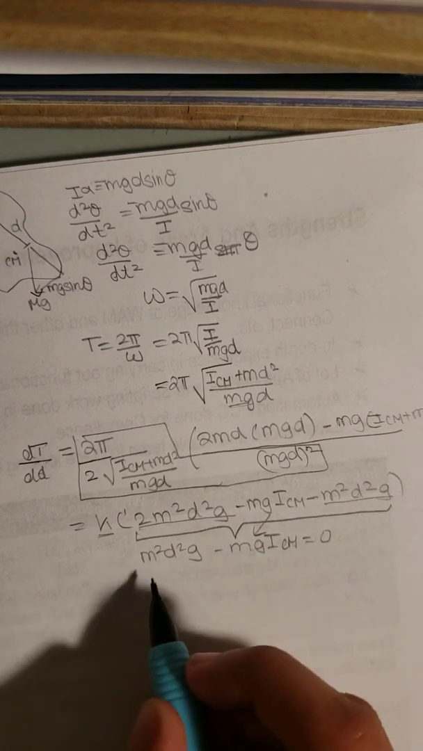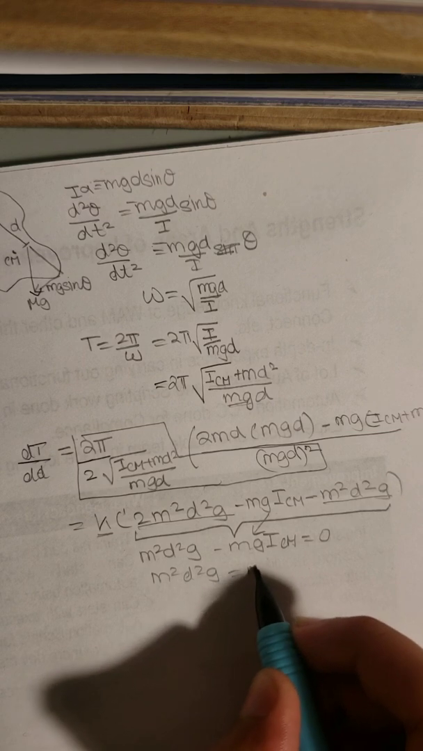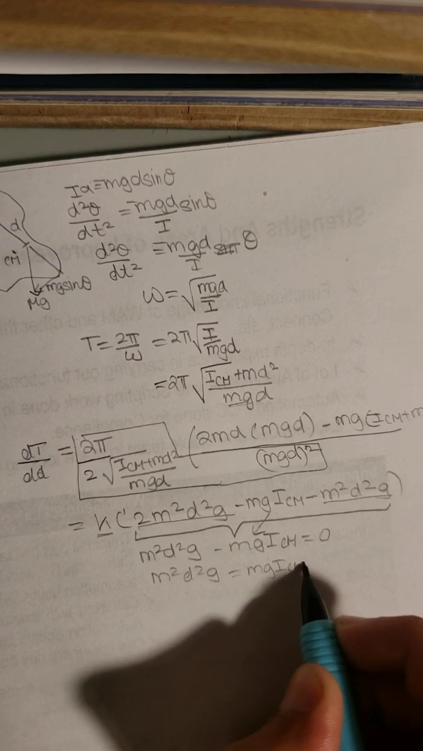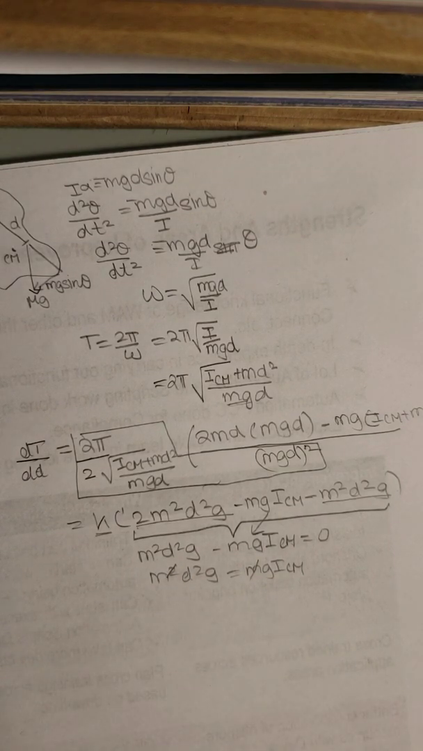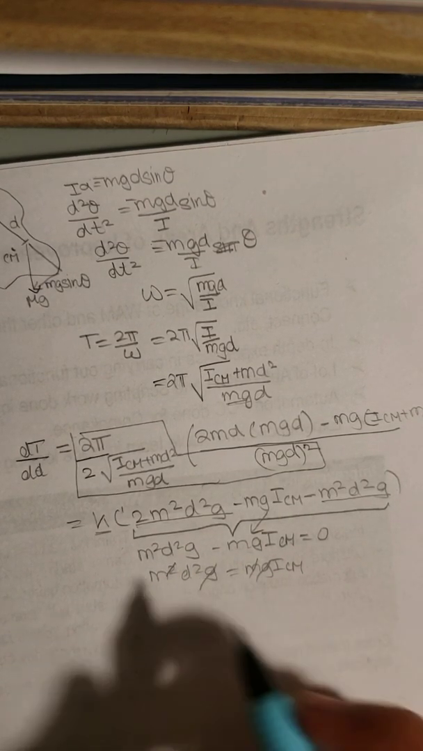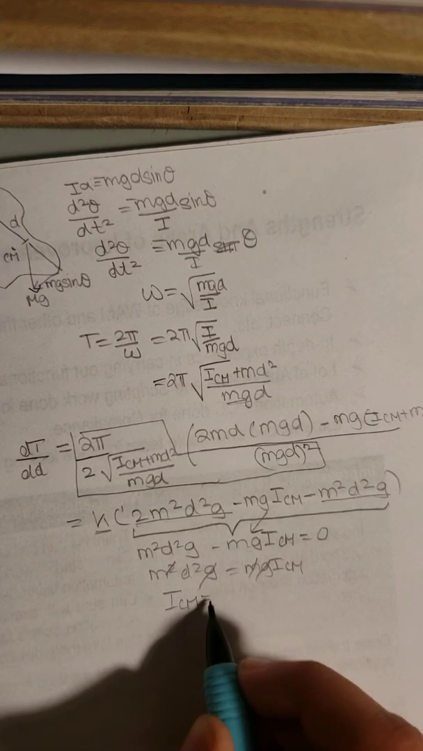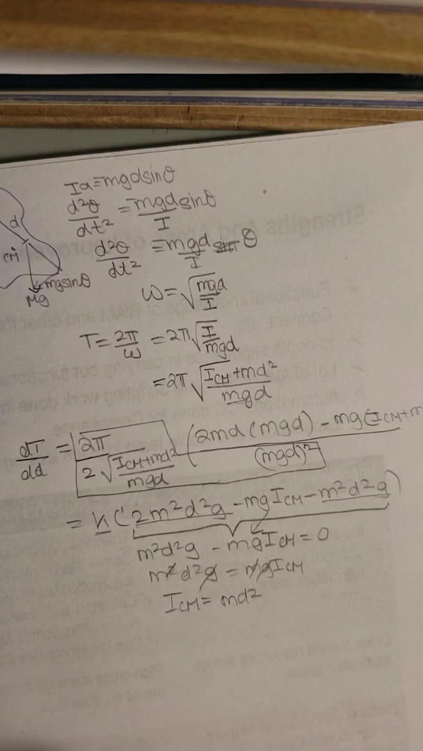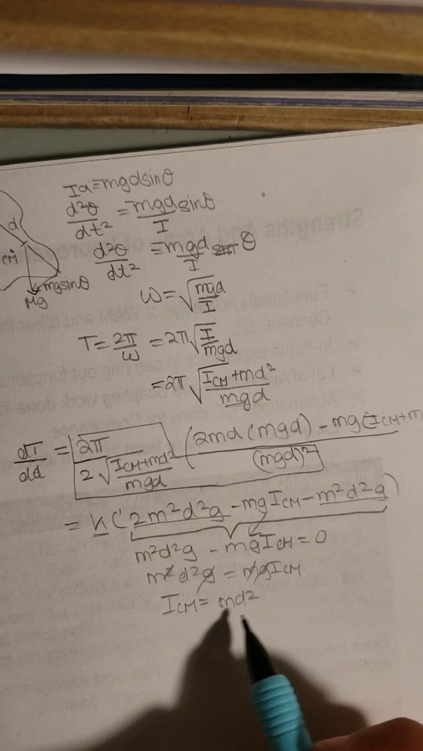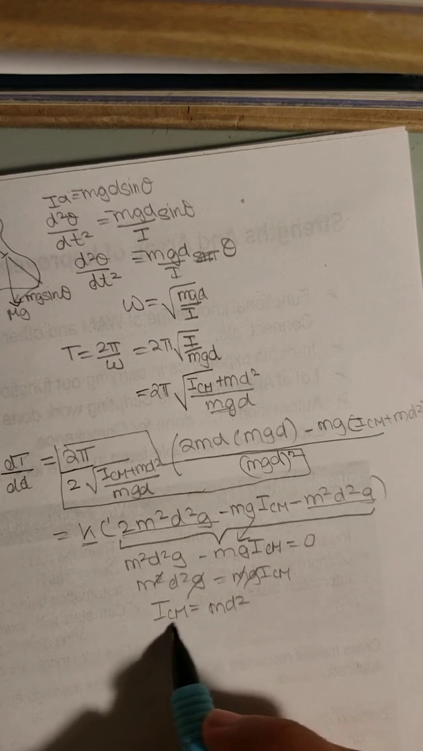We'll move this to the right hand side, so m squared d squared g is equal to mg ICM. One m would cancel with the squared over here, the g's would cancel, so we end up with seeing that ICM equals md squared. And this is what they ask us to show, that for which value of D would the period take its minimum value?